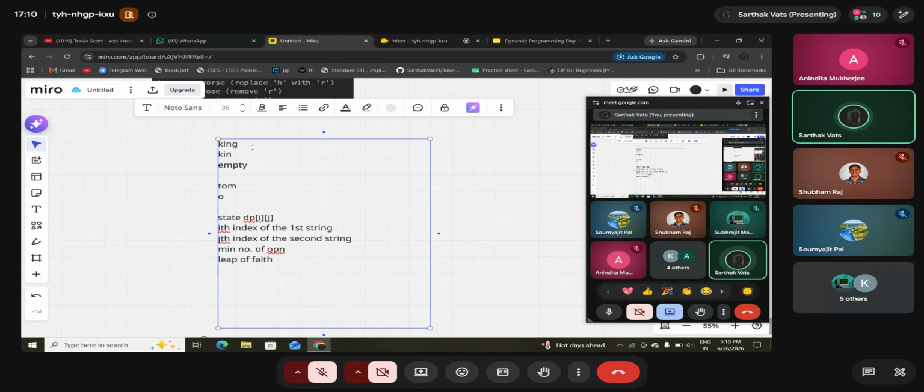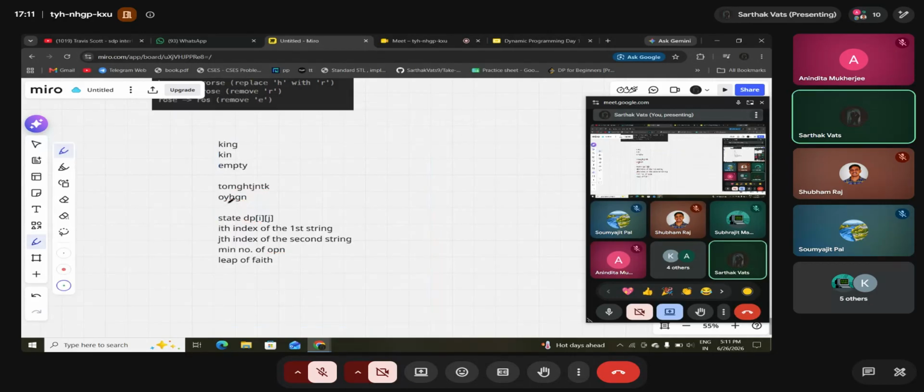So if I am at ith and jth, suppose my word is something like this, and my second word is this, right? If I'm at i here and I'm at j here, then up until this position, what is the least number of operations I have performed to make both of the strings identical?